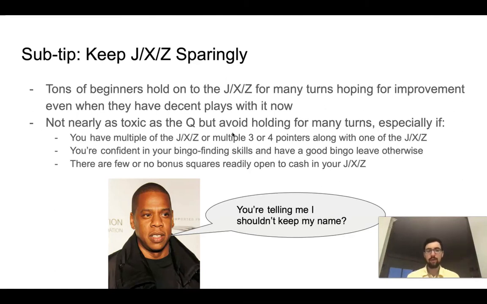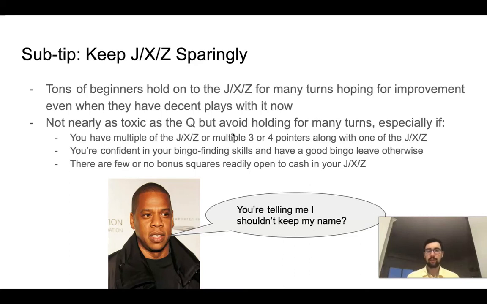So if you have, say, both the J and the Z, despite what Jay-Z himself down here might think, you should definitely not keep both of them on your rack. This will significantly hinder your ability to bingo anytime in the near future. It's going to take you multiple turns to get rid of both of them, and it's really not good for your long-term rack management to have multiple of these.